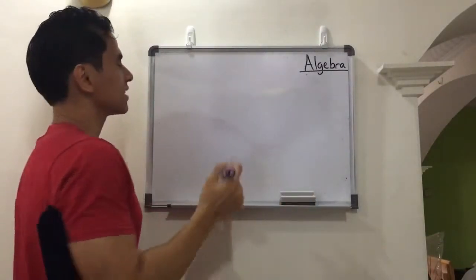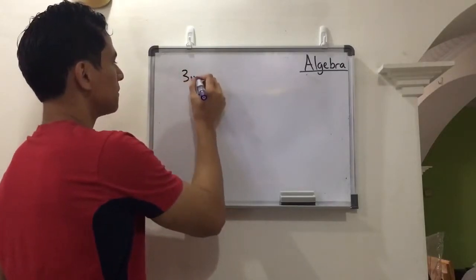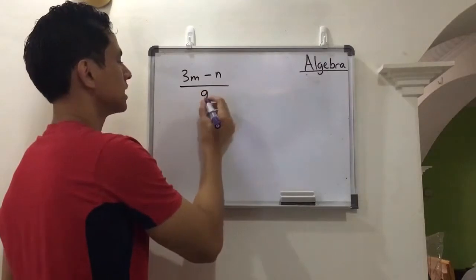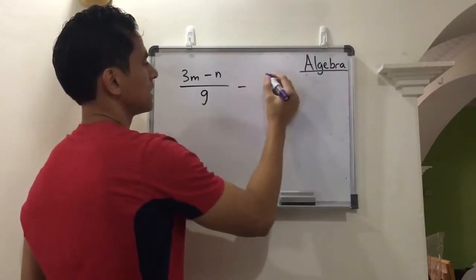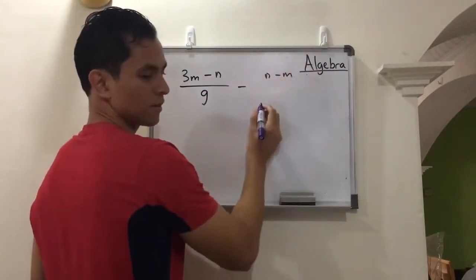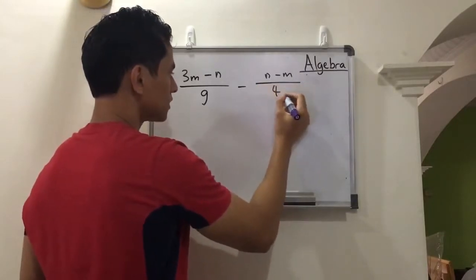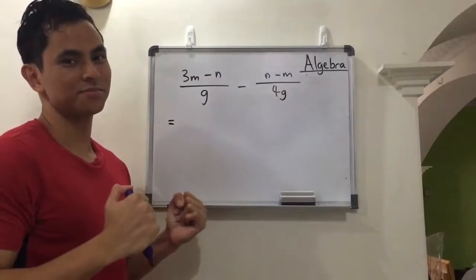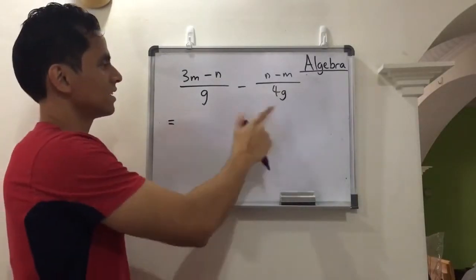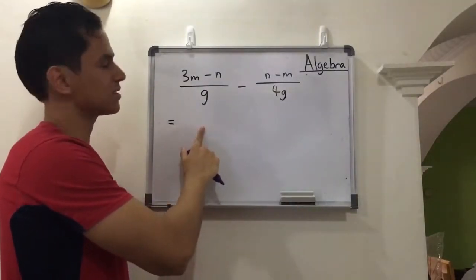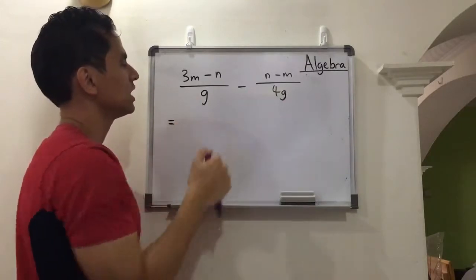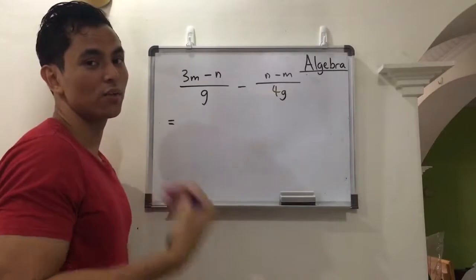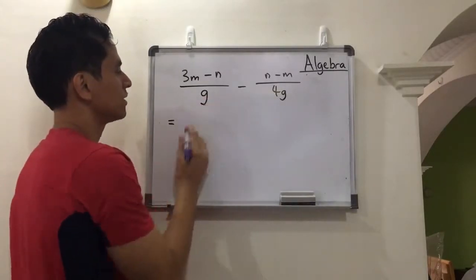Okay, so for the second example, we have 3m minus n over g minus n minus m over 4g. Alright, first thing, right? Focus on the denominators. So we have g and 4g. I can make this g into 4g just by multiplying by 4. So let's go ahead and do that.